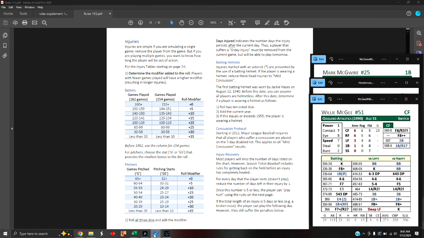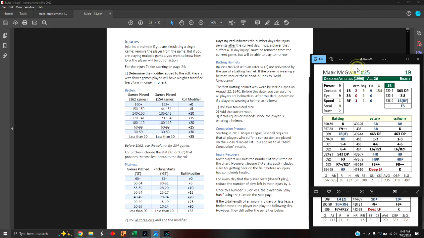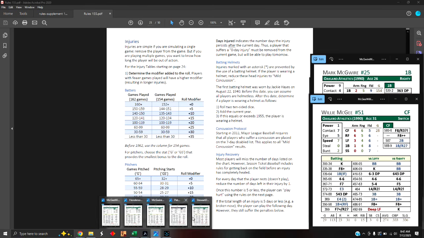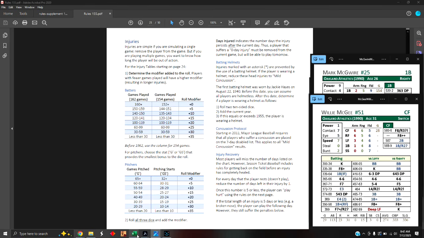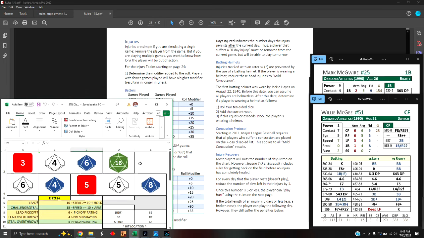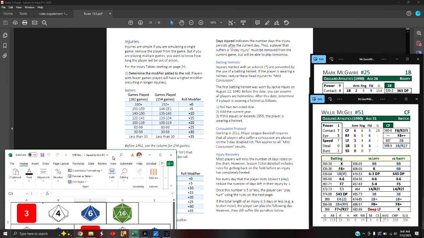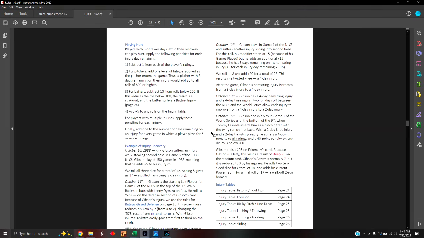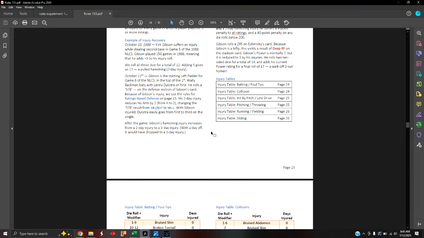And then once you have the modifiers, we're just going to do one for each of these players. Let's start with Willie McGee. 29 games, he has a +35. Let's pull up the little dice roller here, and you roll all 3 dice. Oh, that's good. 1, 0, 2. That's 3. You add them together, 3, and add that to the roll modifier. So you had a +35. That's a 38. And then you consult the appropriate chart based on what type of injury it was.